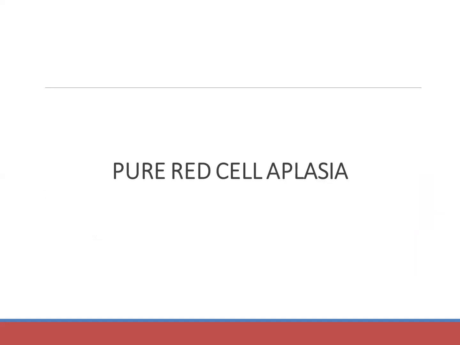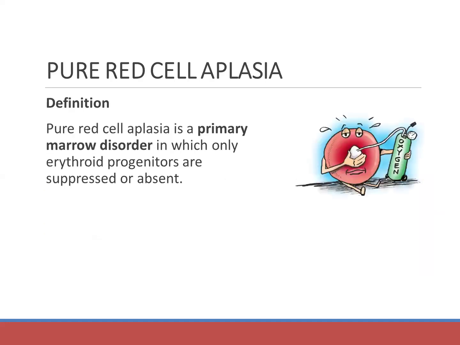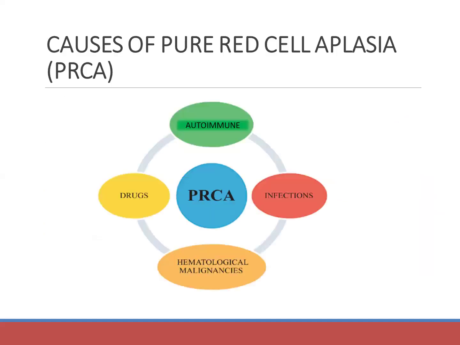There are two other entities that we'll be discussing in this lecture: pure red cell aplasia and polycythemia. Pure red cell aplasia is a primary marrow disorder in which only the red cell progenitors are suppressed or absent. Causes of pure red cell aplasia include infections, drugs, autoimmune reactions, and malignancies of the blood cells.